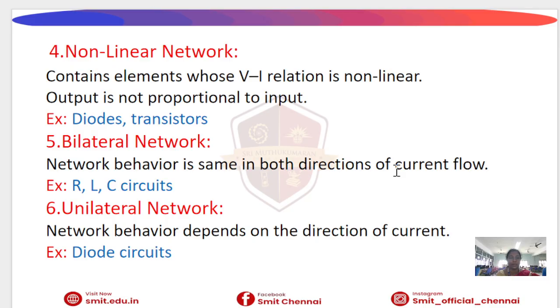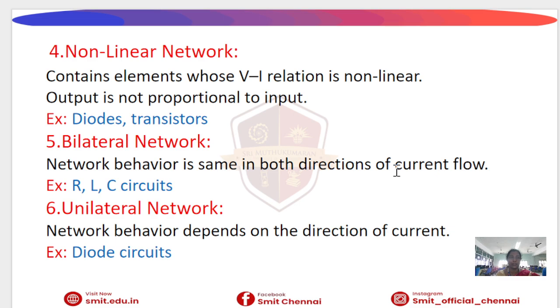Next one is a bilateral network. What is bilateral? It works the same in both directions. Example RLC, because the current flow is the same in both directions. So it is named as bilateral. Bi means both. So the RLC network is the example for the bilateral network.